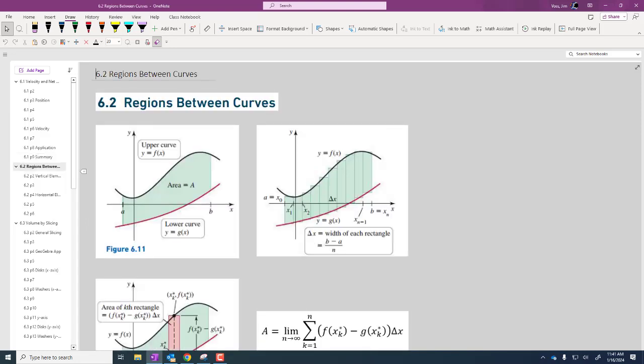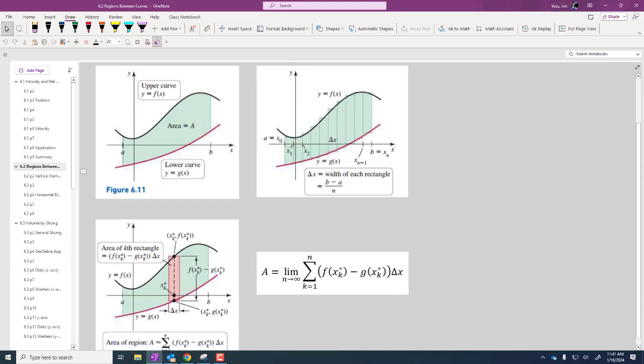Yeah, we'll be able to do a couple slides. So this should be a little bit of review. One of the beautiful things about Calc 2 is that we do not have to do Riemann sums.